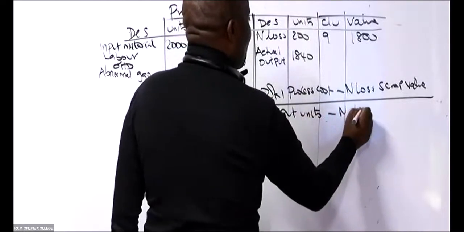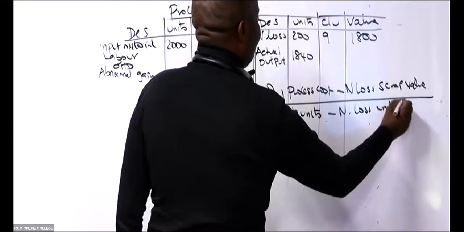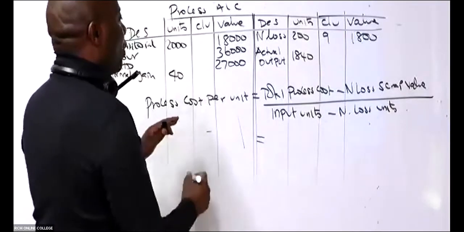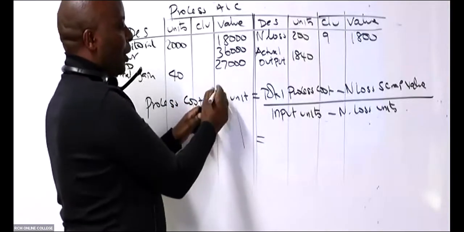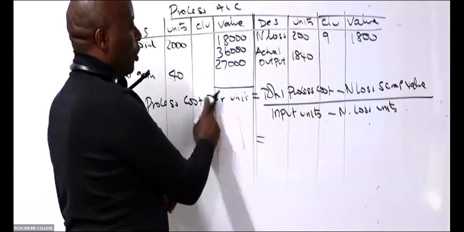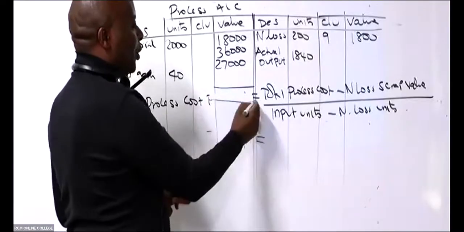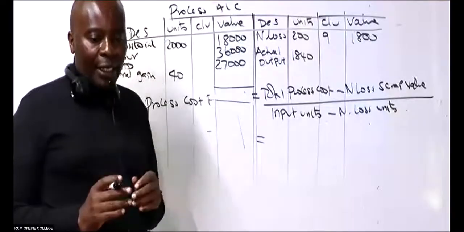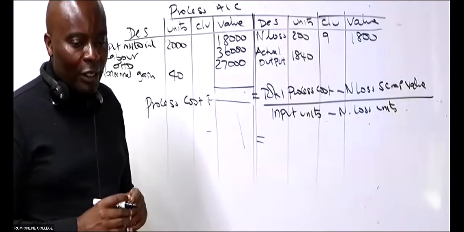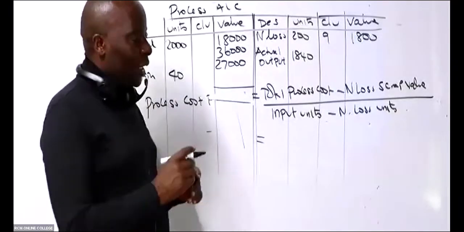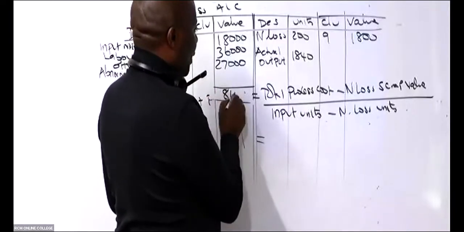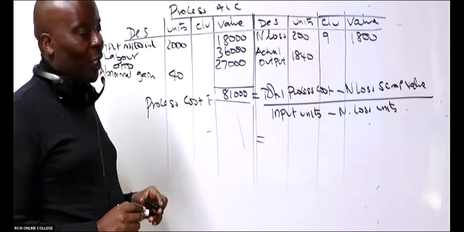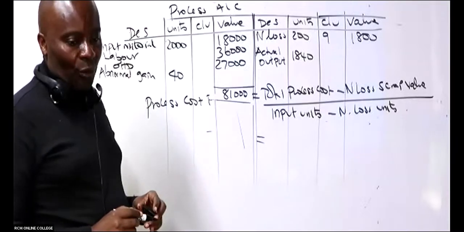minus normal loss units. So is there somebody who is able to give me the total process cost by adding these three? Please, can somebody give me the total process cost by adding the three? Because costs are normally debited. Somebody is giving me 81,000. I don't know whether this figure is correct. Is that figure correct? I think so.